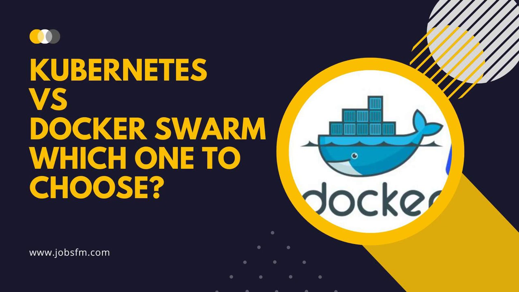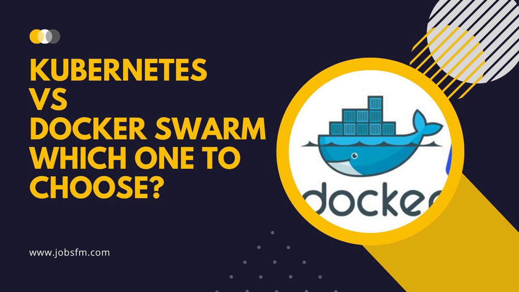Resource utilization. Kubernetes is known to be more efficient in terms of resource utilization, particularly for larger clusters and more complex applications. This is because Kubernetes uses a more sophisticated scheduling algorithm that can optimize resource allocation across multiple nodes. Service discovery and load balancing. Both tools provide service discovery and load balancing features, but Kubernetes has more advanced options for managing and exposing services, including support for DNS-based service discovery and automatic SSL certificate management.